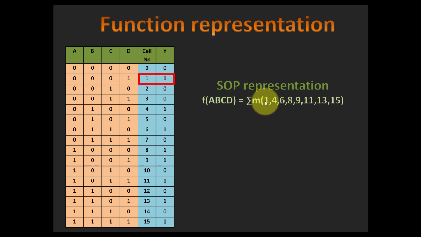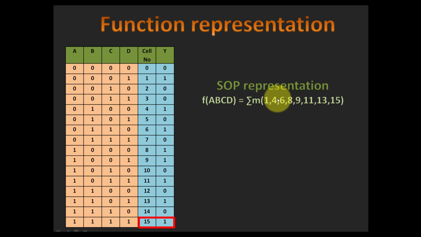Now see, cell number 1 has the output as 1, so therefore this 1 is written here. Then the next one, as we can see, comes at cell number 4, so this 4 is written here. Then the next cell number which is 1 is 6, so 6 is written here. The next is 8, so we write this 8 here. Similarly the next is 9, so 9 comes here. Then we have 11 which comes here. Then we have 13, it is written here. Then finally we have 15 which is written here.